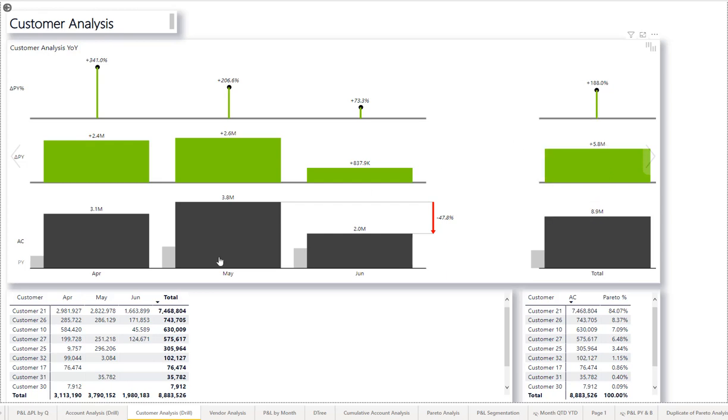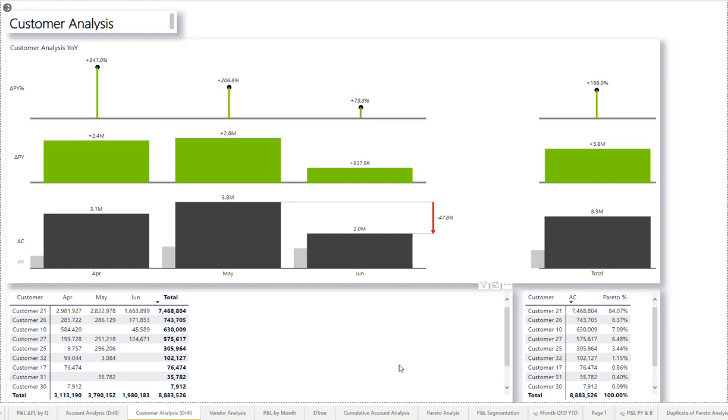So that's the first thing. I suppose then the second thing is we can see on a monthly basis, April, May, and June, how we've done versus last year, both from a variance and a percentage perspective. Down here on the right-hand side, we're seeing customer 21 is actually making up 84% of this entire 8.8 million spend for Q2. That's interesting. And on the left-hand side here is by customer, how much each of them spent, arranged highest to lowest.